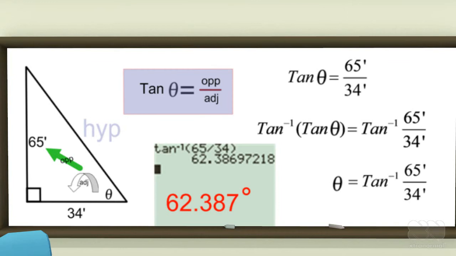Then we take the inverse tangent of both sides to get the angle measure. You don't need to write this all out each time you use an inverse trig function. Just take the inverse trig function of the appropriate ratio. You can see that I got approximately 62.387 degrees for the measure of theta.